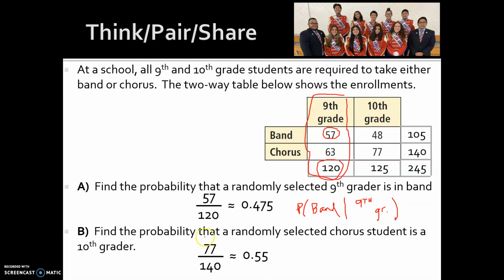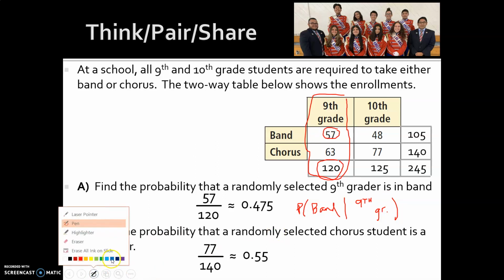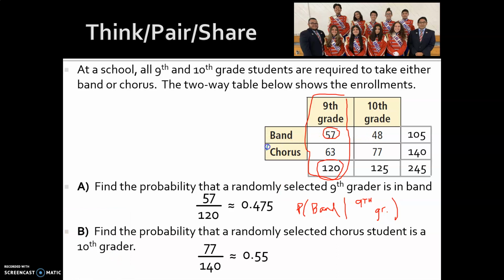Down here, the probability that a randomly selected chorus student is a 10th grader. So now you're looking at all those students that are in chorus. There's 140 of them. And 77 of them are in 10th grade. So these can be tricky. Like I said, read it very carefully. Try to find out what condition is given. The second problem, it's contingent upon them being in the chorus. First part, they've got to be in ninth grade. So that's your conditional probability.